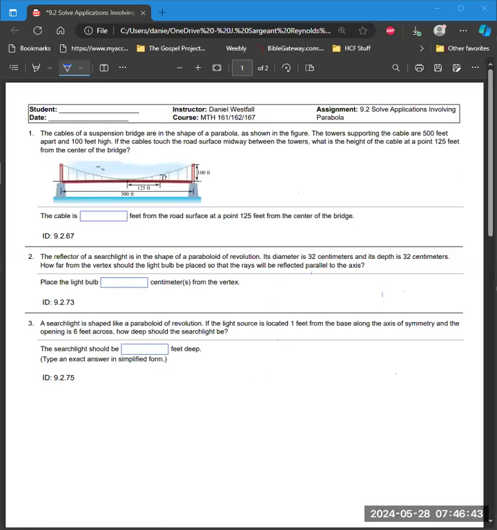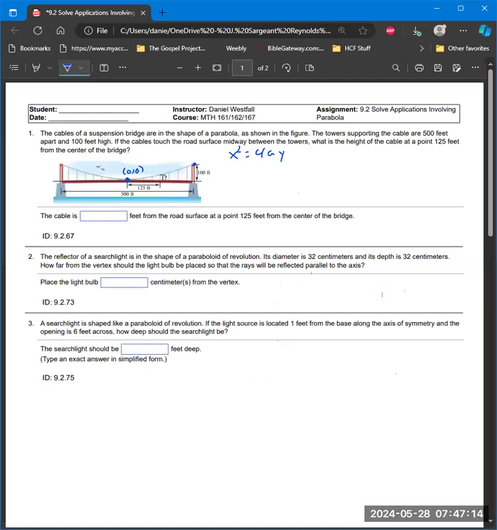Since this is a parabola that opens up, we know it's in the form x squared equals 4ay, and we're going to put our vertex at (0, 0) so that we can have a form like this without an h or a k. In the problem, we get to choose our coordinate system, and we try to keep the vertex at (0, 0) as much as possible.